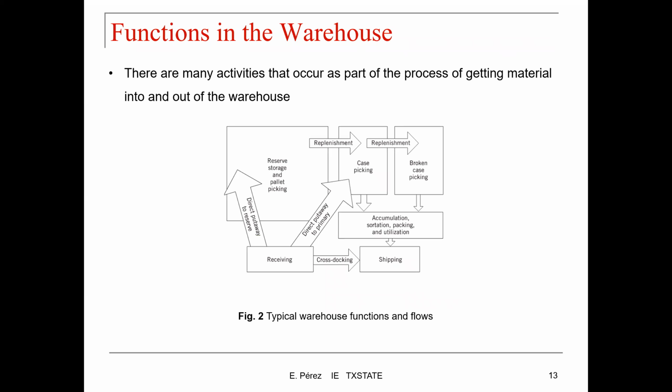The items that are active in terms of being requested the most are going to be part of that area. And then you have some of the individual items that need to be split into individual items, and then accumulation, sortation, and packaging, and then shipping. So these are some of the additional functions in addition to the traditional receiving and shipping.